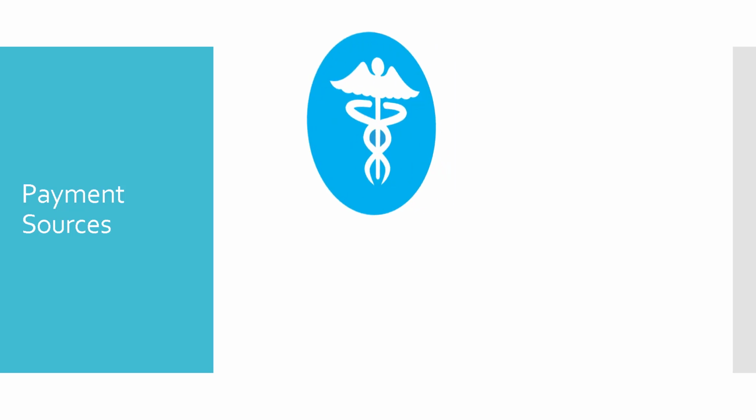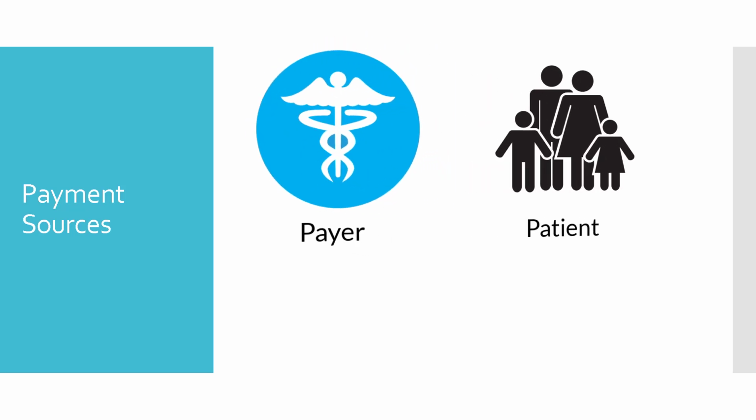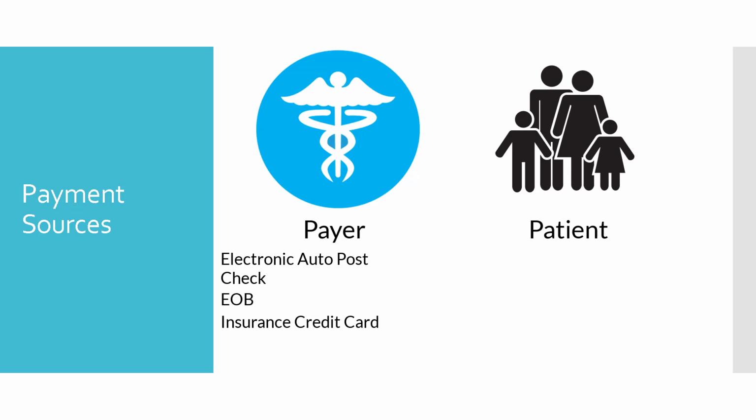Payments and write-offs can be attributed to payer or patient sources. Payer payments can come back electronically and be applied using the Chart Talk Auto Post tool. Payments received on a check, EOB, or insurance credit card can be entered in a batch using the check input tool. Individual payments can be applied line by line when looking at charge details.